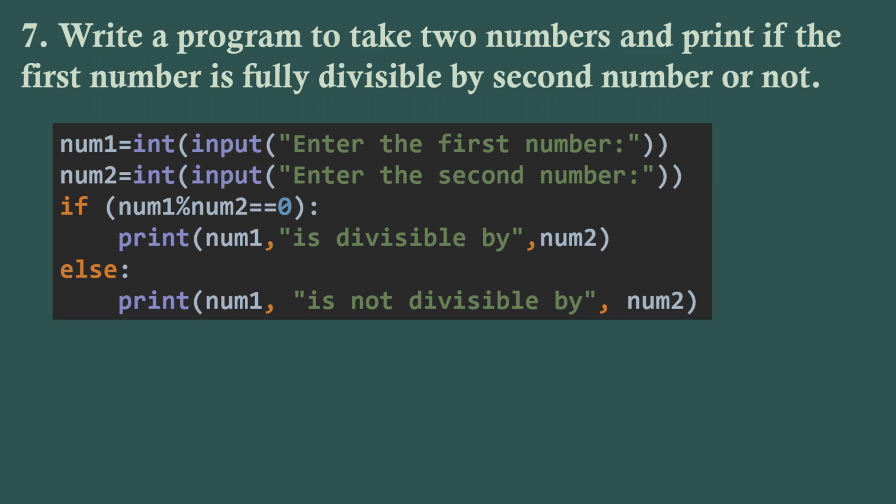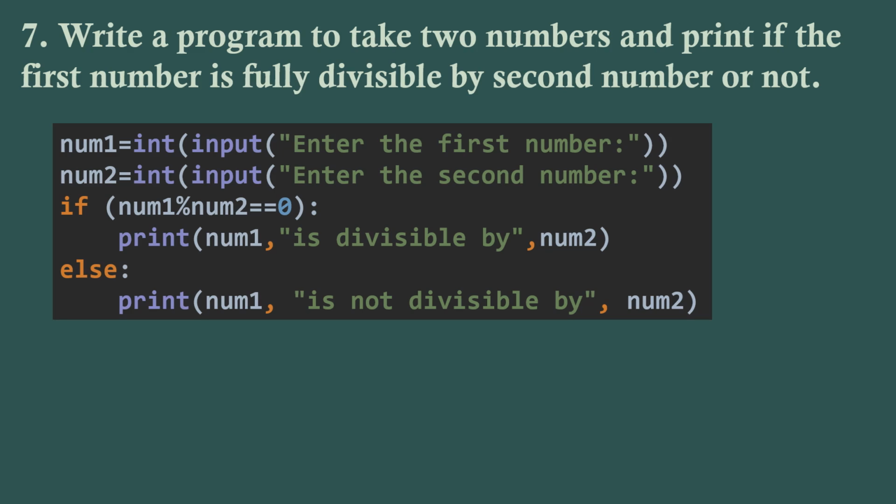Now write a program to take two numbers and print whether the first number is fully divisible by the second number or not. So here in this program also you have to use the if condition. So we will proceed like this. We have to take two variables, let's say num1 and num2, which will store the two numbers entered by the user. The first number entered by the user is stored in a variable num1. The second number is stored in a variable num2.